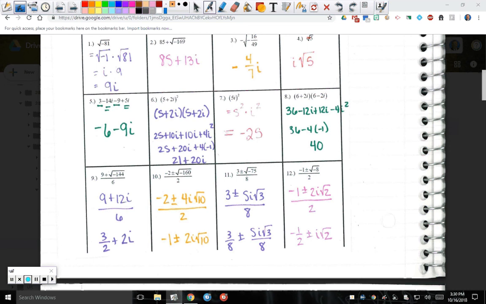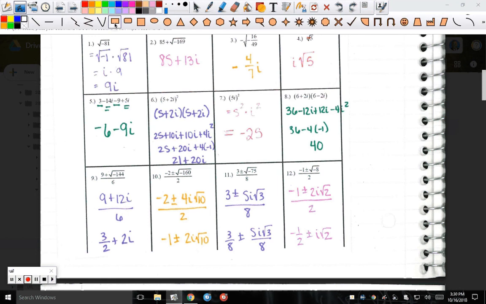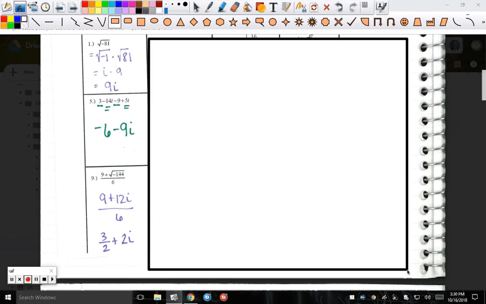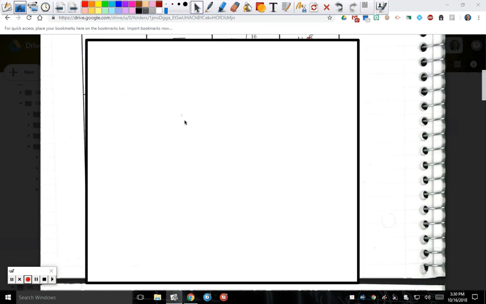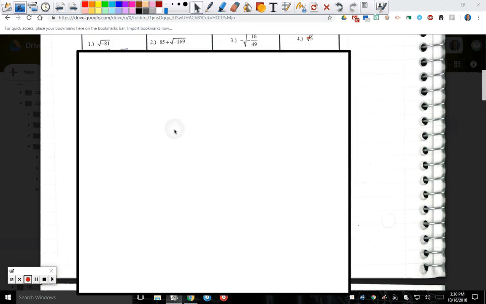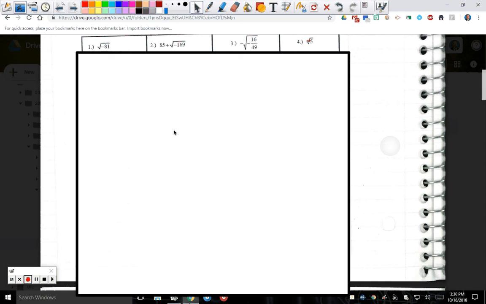I have a square root of negative 81. Alright? So I'm going to do it off to the side, and you can watch me go through this. I'll do it like this. Alright, so we have square root of negative 81.